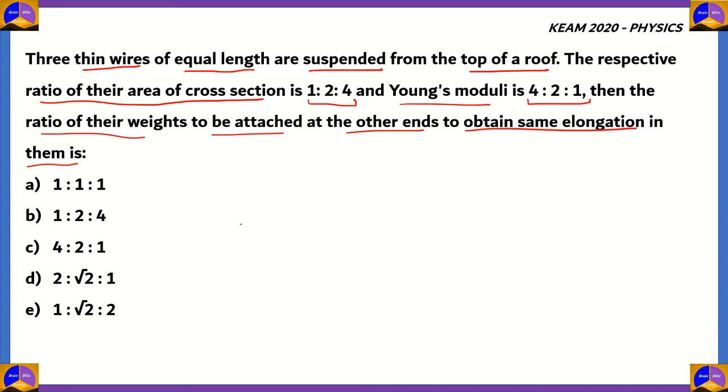So here, we need to find a relation between Young's modulus, the area of cross-section of the wires, and the weights that are attached. So let's look at how we can calculate the Young's modulus. The Young's modulus Y is stress divided by strain. Stress divided by strain gives you the modulus, and for Young's modulus, that means elongation.